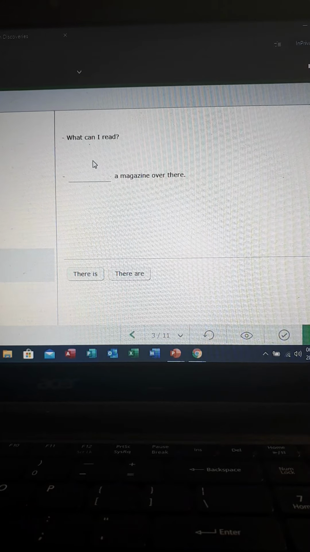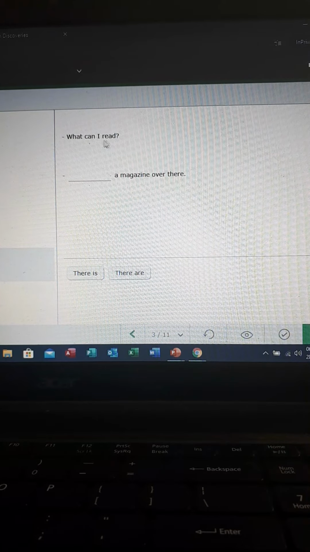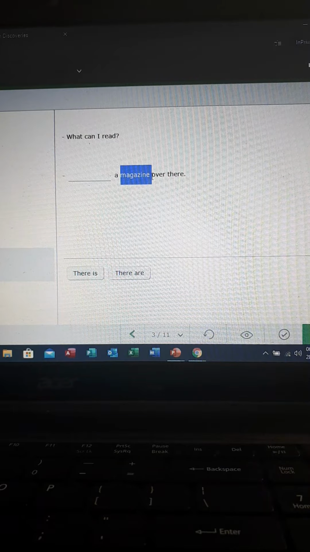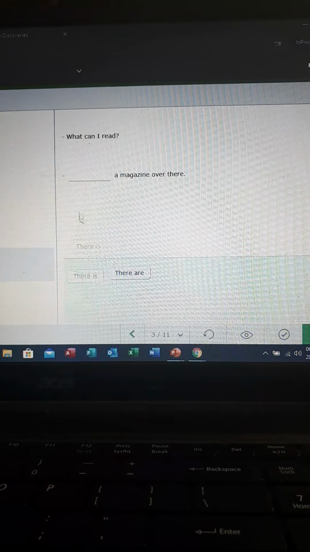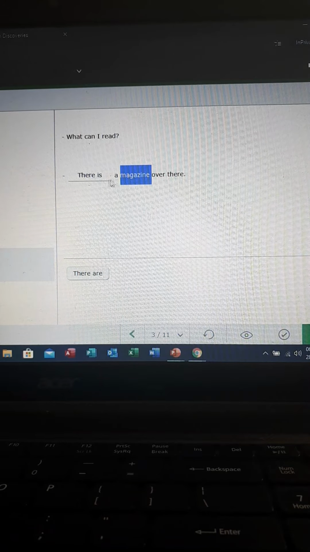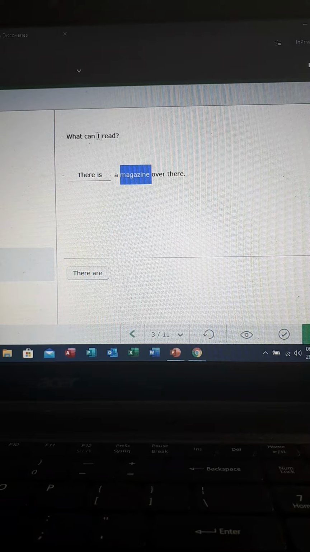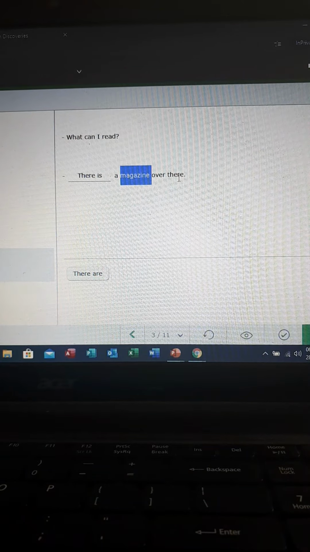Then we have time to do this one. What can I read? A magazine. How many magazines? Just one. It's singular, okay? So we have to select there is. There is a magazine. Hay una revista. ¿Qué hay para leer? ¿Qué puedo leer? Hay una revista por ahí, por allá, okay?